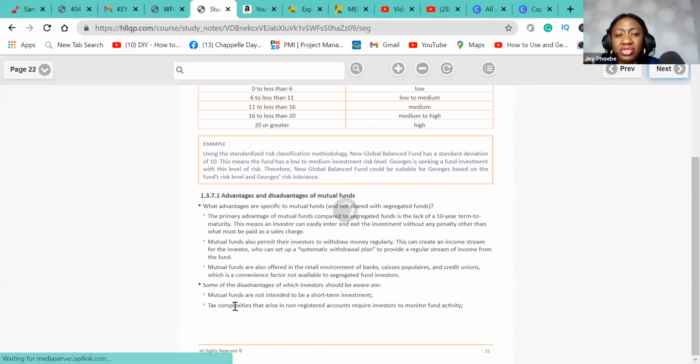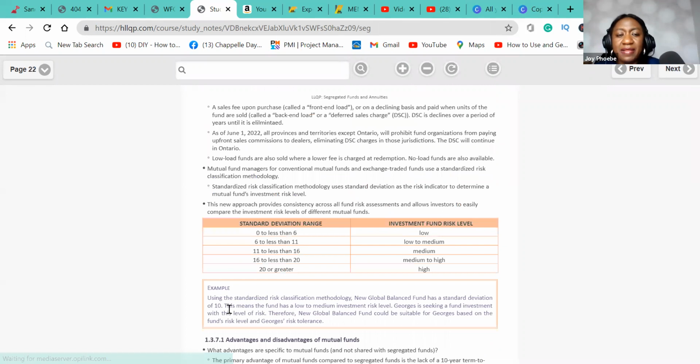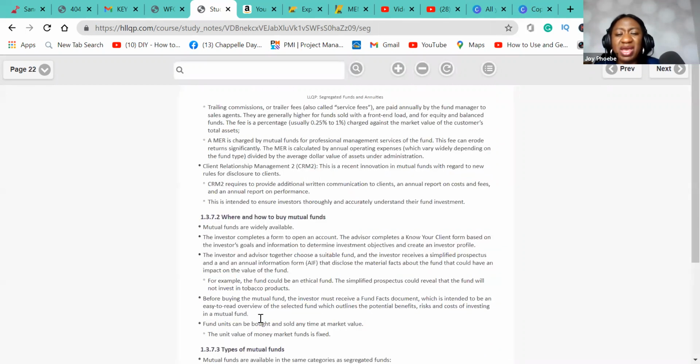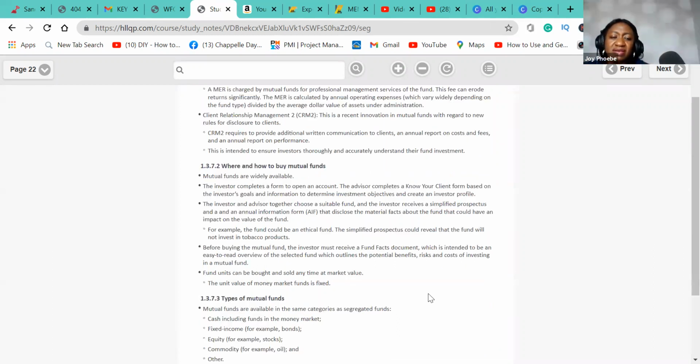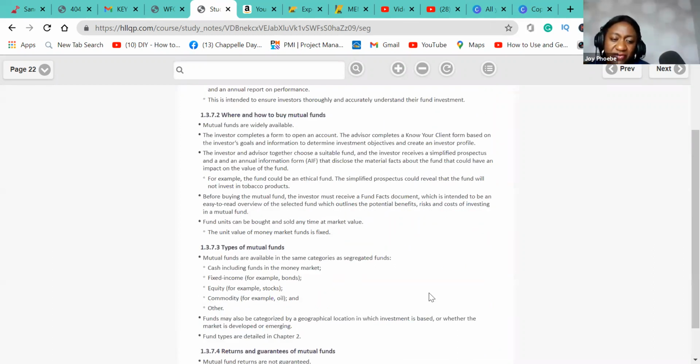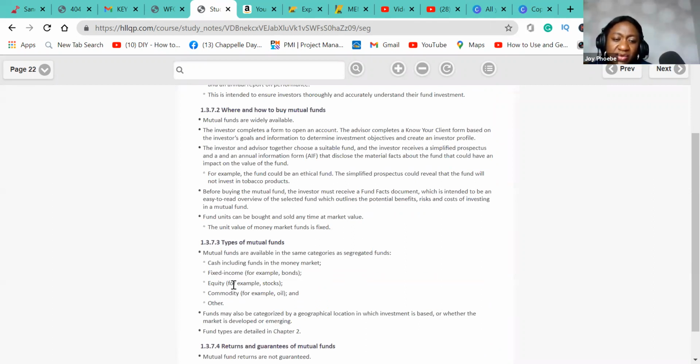So let's move on to where I have to buy mutual funds. We talked about it now. Mutual funds can be bought in the bank and all that stuff. And then types of mutual funds, we have cash, including funds in the money market. We have fixed income. We have equity, and we have commodity.